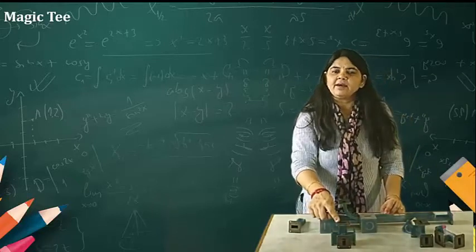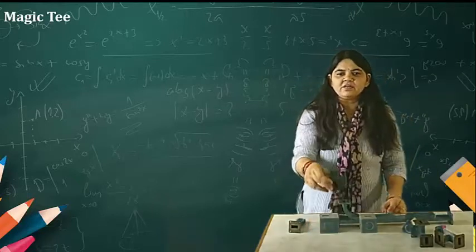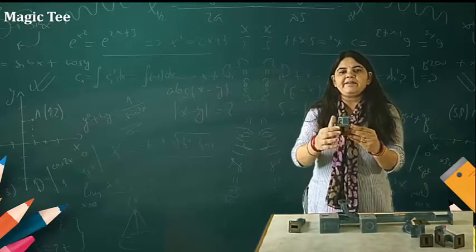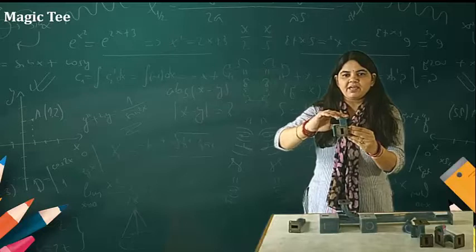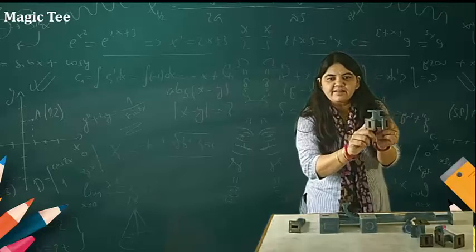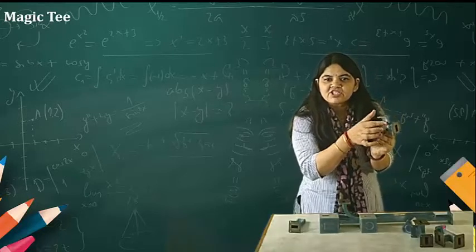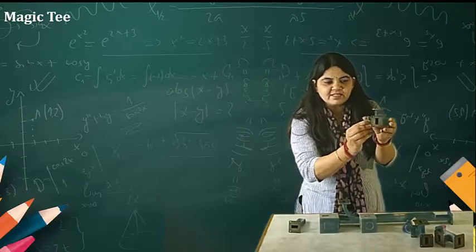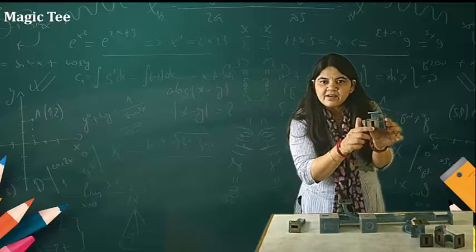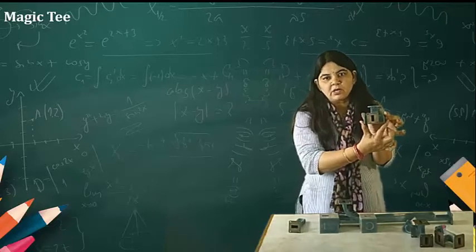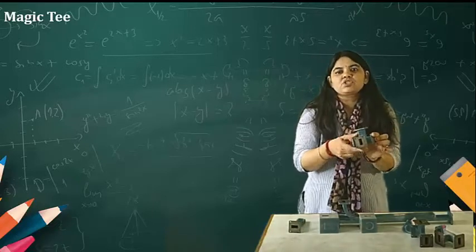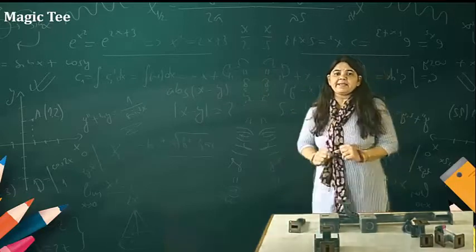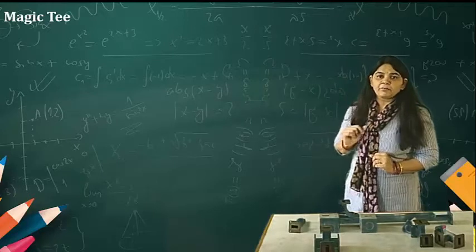This component is a magic T, which consists of the E plane and the H plane. You know that the H plane is shunted to this collinear arm, and this is the E plane, which is in series with the collinear arm. So this has the function of both the E plane T and the H plane T.